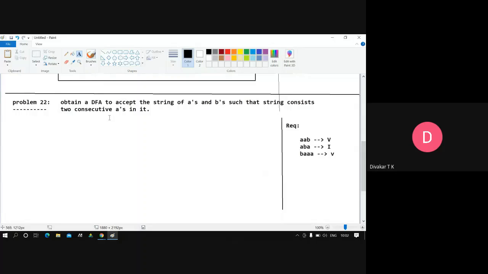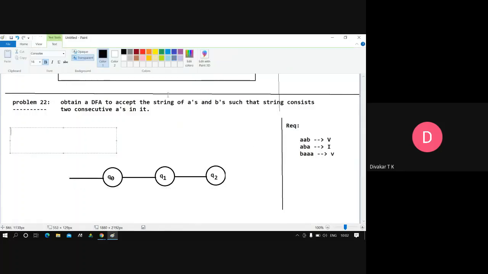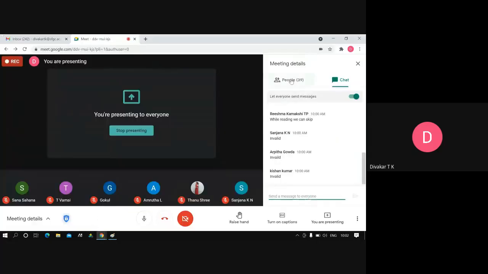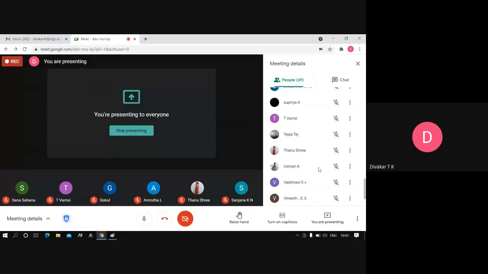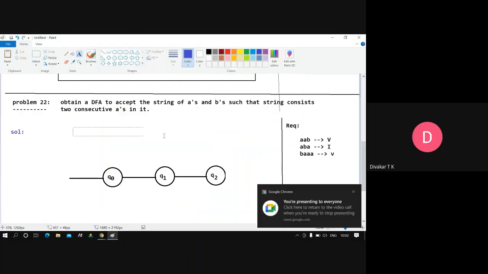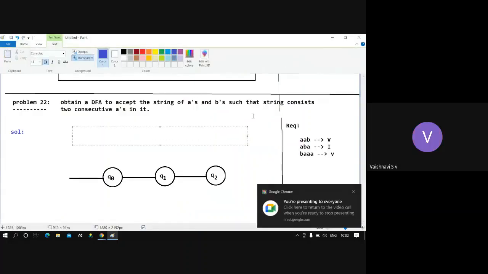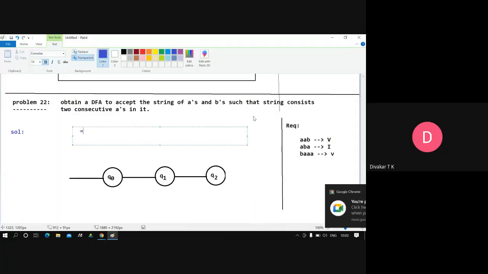So I'll copy and paste it. And now tell me the solution part. In the solution part, what is the sigma here? I'll ask the question. Vaishnavi, can you tell me what is the sigma here? A comma B. Only A comma B, or we should include this set? Yes, sir. Very good.